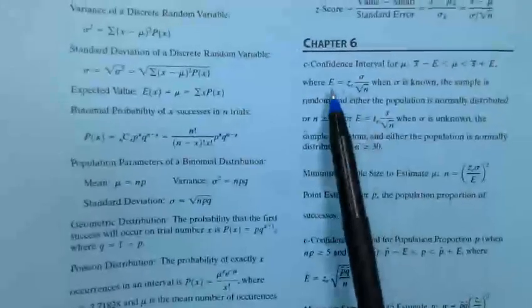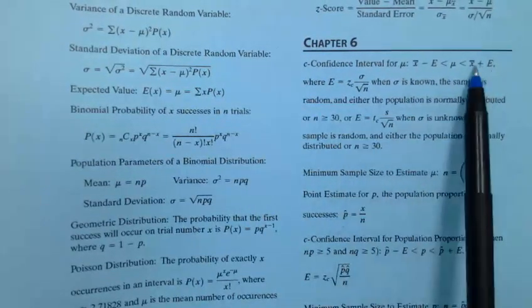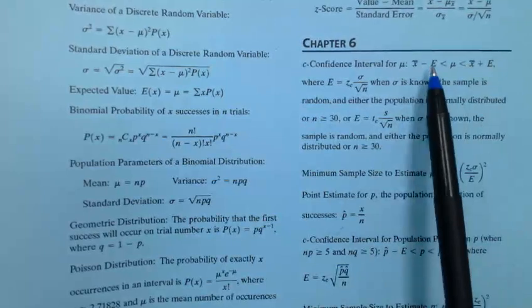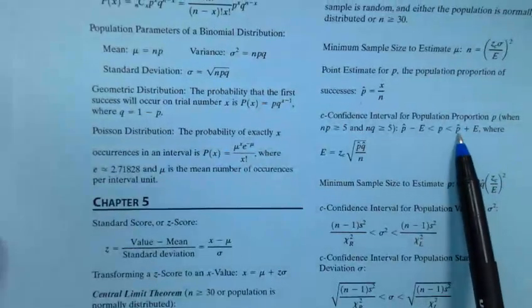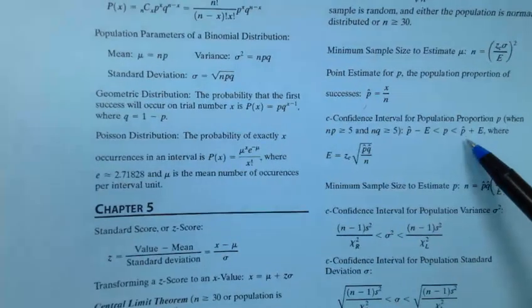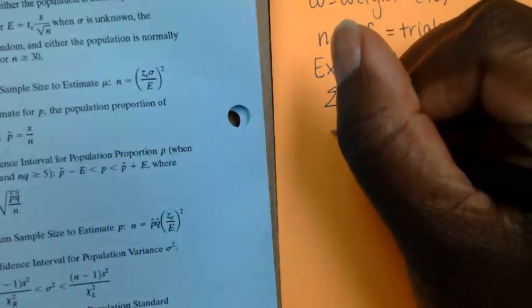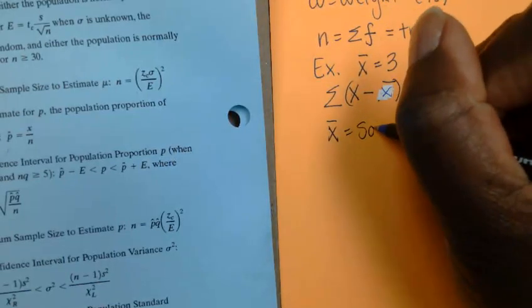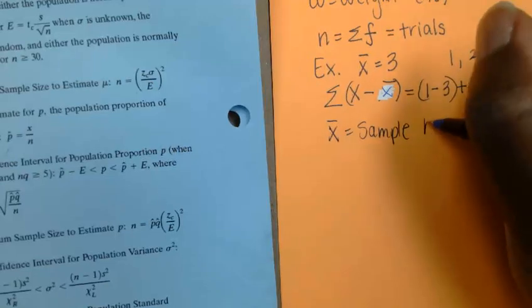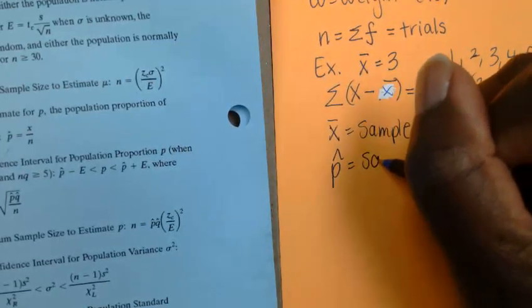All right. Confidence interval for E. E. That's your margin of error. And then you're going to add that to your point estimate. Point estimate is sample mean here. Point estimate is sample proportion, excuse me. So we have sample mean. This is sample proportion.